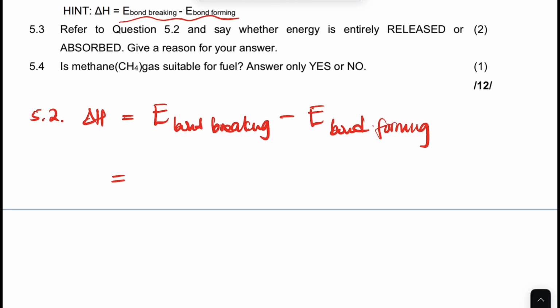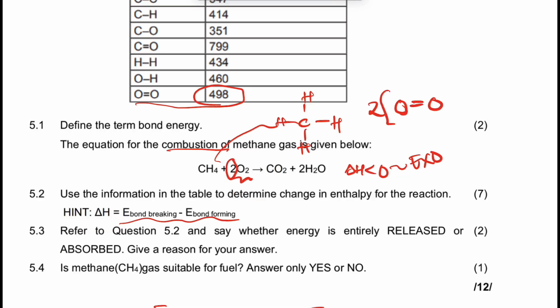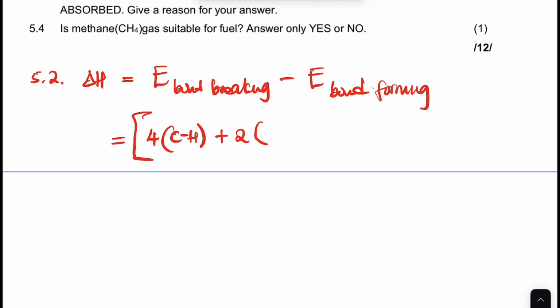So we say 4 CH bonds, plus we go to the oxygen. How many are there? There's a 2 in front, which means 2 oxygen bonds. Then we close the bracket.